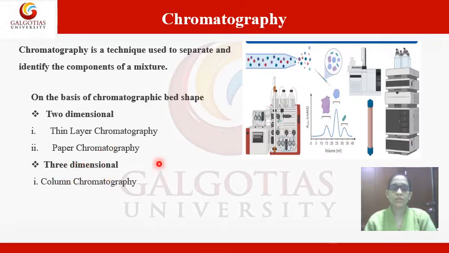Here you see, based on thin layer chromatography, there are different advanced techniques. This is known as HPLC, that is high pressure liquid chromatography, and this is HPTLC, which is high performance thin layer chromatography. These are the advanced techniques of chromatography. Using these instruments we can quantify the compounds or components present in a mixture. So these are the chromatograms.